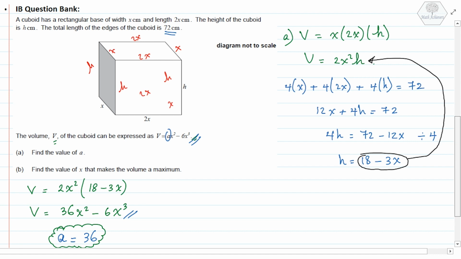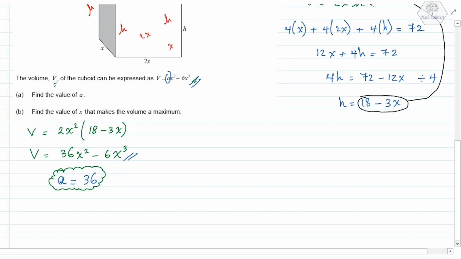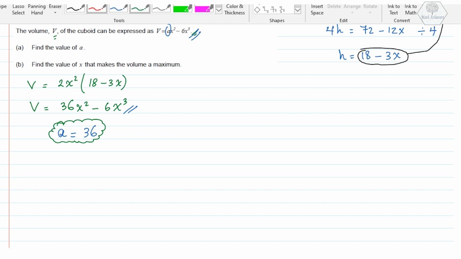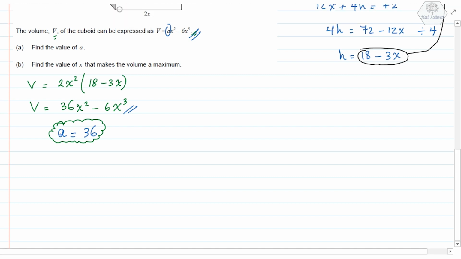Let's do part B of the question. For part B, we need to find the value of x that makes the volume a maximum. To make the volume a maximum, we need to make dV over dx equal to what? To 0. Now let's find the first derivative. 2 times 36 gives me 72x. 3 times minus 6 is minus 18x squared, equal to 0.